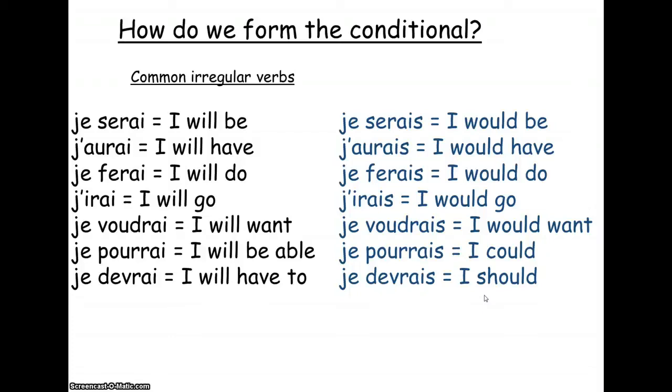But basically, that is all there is to the conditional. If you know the future stem and the imperfect ending, you just join them together and you've got the conditional mood. And just remember that the verb in the if clause is usually going to be in the imperfect tense. Okay, in fact, with the conditional, it will always be in the imperfect. There you go.